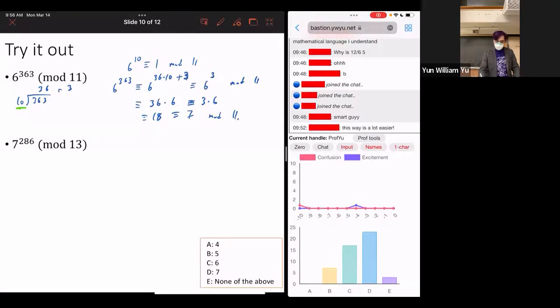Okay, anyway, let's try another one. And hopefully, remember, when you're breaking up the powers, you need to break it up by groups of 12, not by groups of 13. And at the very end, you need to do mod 13. And so there is some mix of division by 12 and a mix of division by 13.